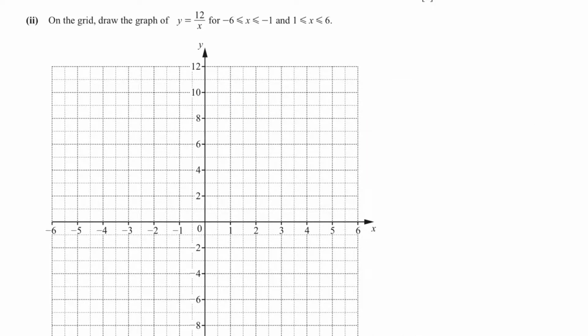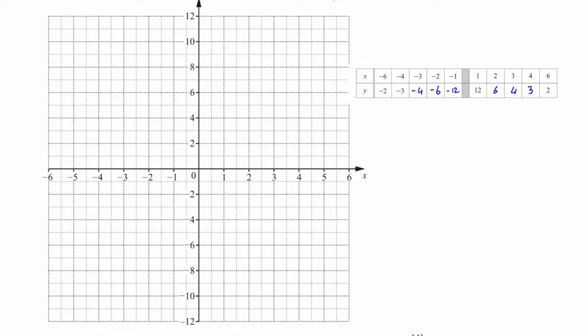In question number 2, on the grid, draw the graph of y is equal to 12 over x for the values that are given here. So these are the points that we need to plot. This is your x-axis and this is your y-axis. When we plot the points, we will get here the negative ones and here the positive ones.